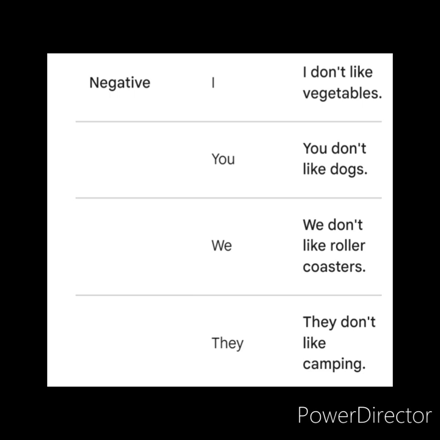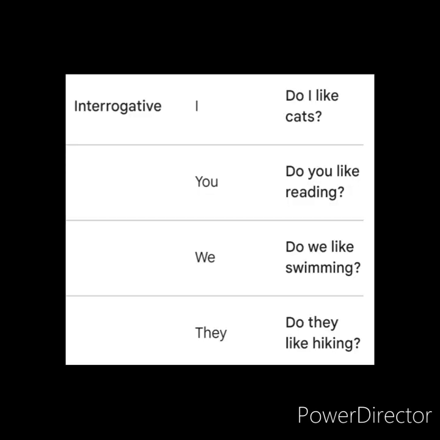For negative sentences, I don't like vegetables, you don't like dogs, we don't like roller coasters, they don't like camping. Interrogative sentences. Do I like cats? Do you like reading? Do we like swimming? Do they like hiking?